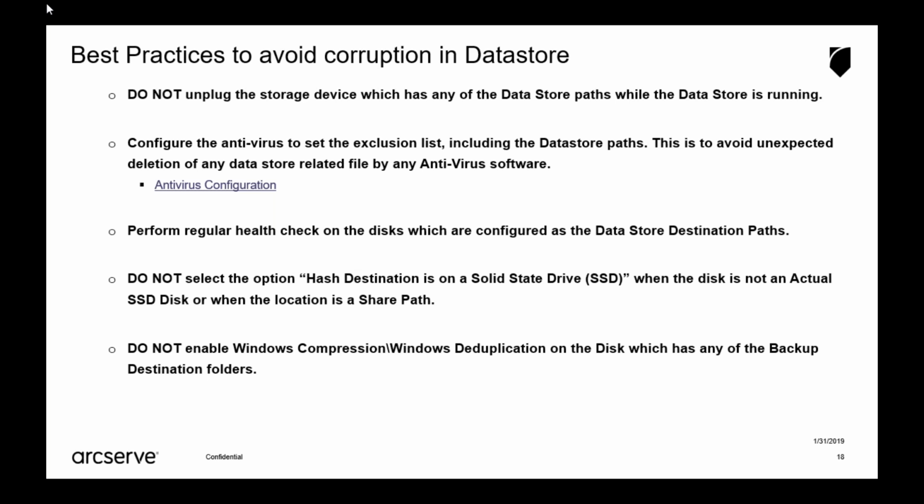Do not enable any kind of Windows compression or Windows deduplication, because UDP is already doing the deduplication and compression. Enabling these options will add more performance load or utilization on the disks.